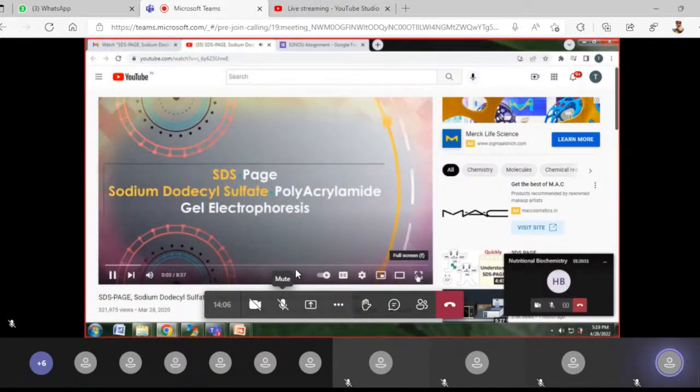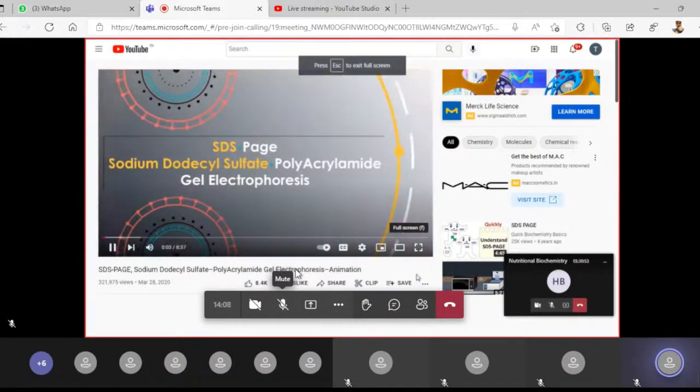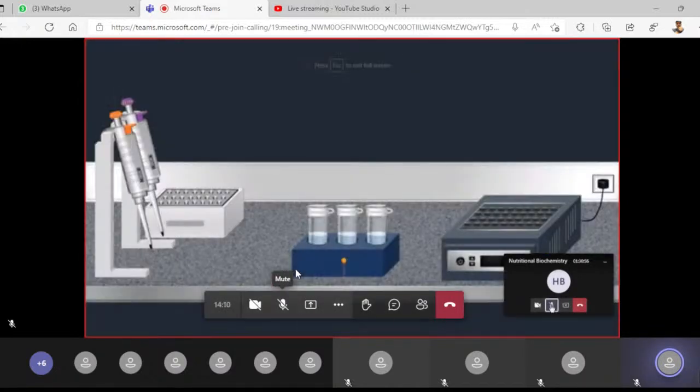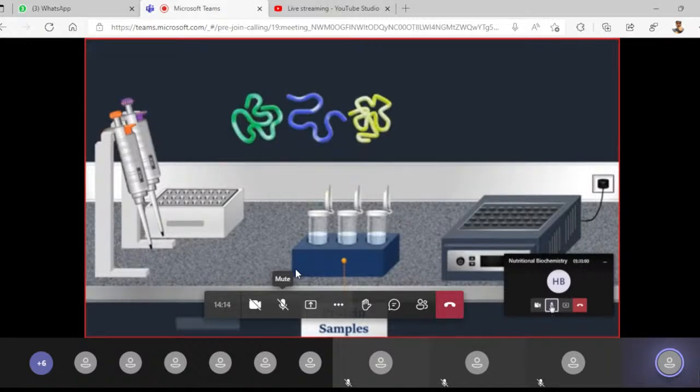Sodium dodecyl sulfate polyacrylamide gel electrophoresis, or SDS-PAGE, is an electrophoresis method and a very powerful technique in the study of proteins. In SDS-PAGE, proteins are separated in a polyacrylamide gel based on their molecular weight.